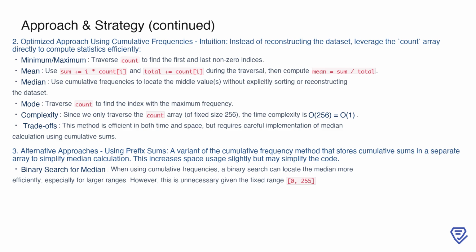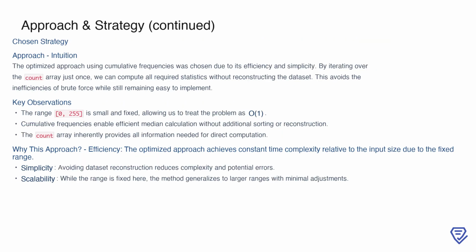Another option is binary search for the median, which could be helpful for larger ranges but is unnecessary given the fixed range of 0 to 255. The chosen strategy for this problem is the optimized approach using cumulative frequencies. This method was selected because it strikes the right balance between efficiency and simplicity. By iterating over the count array only once, we can compute all required statistics without reconstructing the dataset, avoiding the inefficiencies of the brute force approach.